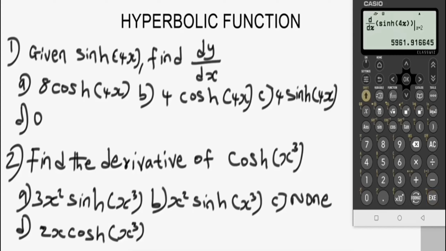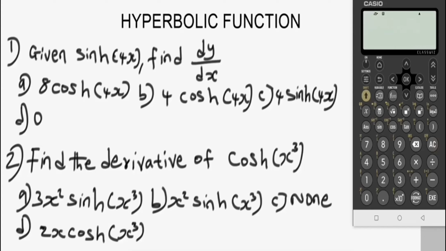So we have 5961.9. Right now we're going to simplify the options. Anyone that gives us this value is basically the answer to the question, 5961.9. So let's begin with option A. Let's go back, press the AC button.